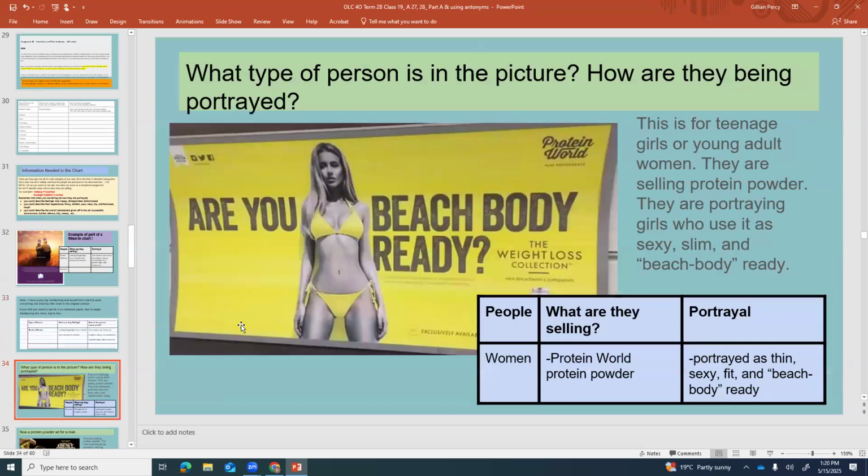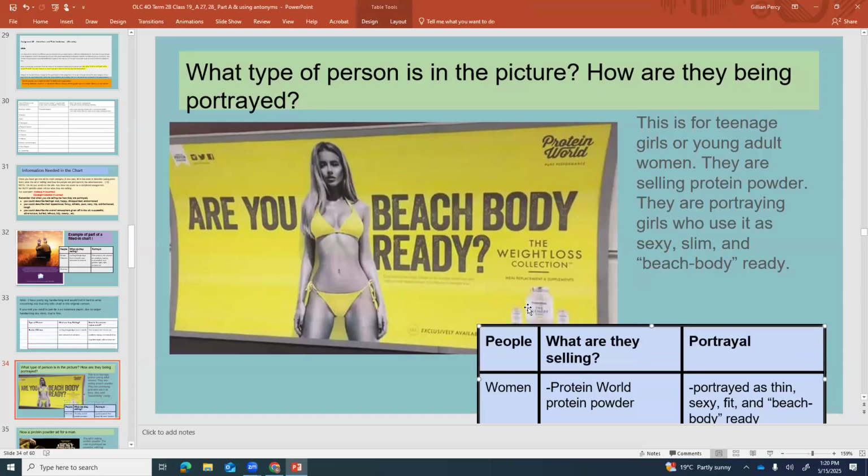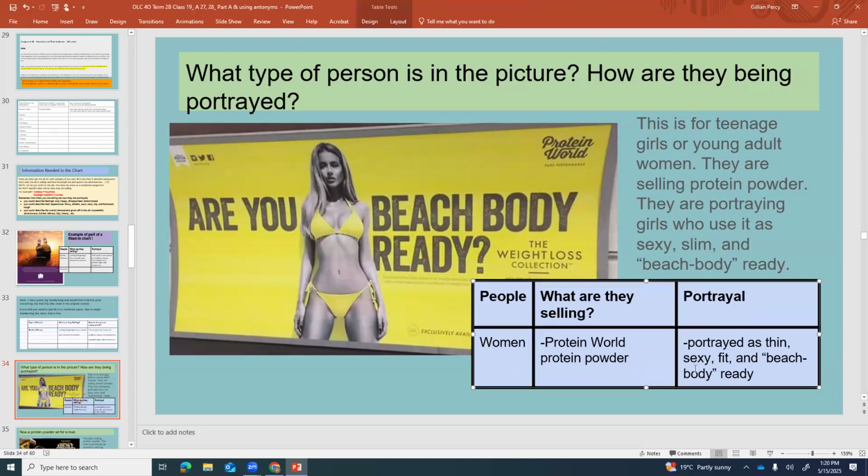So here is another one. What type of person is in the picture and how are they being portrayed? Well, here we've got a woman. What are they selling? It's a little bit tricky. I don't know if you can tell. It's from Protein World, sort of underneath this. Hang on. There's a little protein powder that they're selling. Okay, so Protein World, protein powder. How are they portraying her? They're portraying her as thin, sexy, fit, beach body ready.